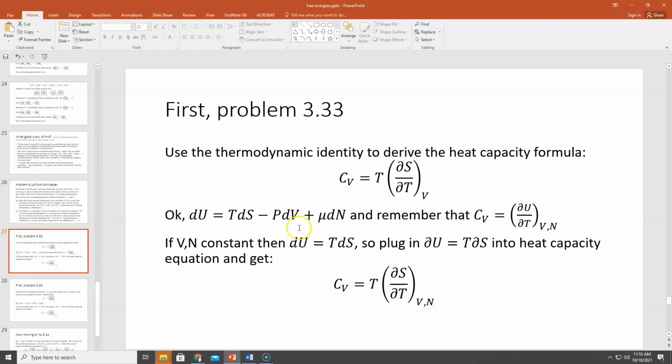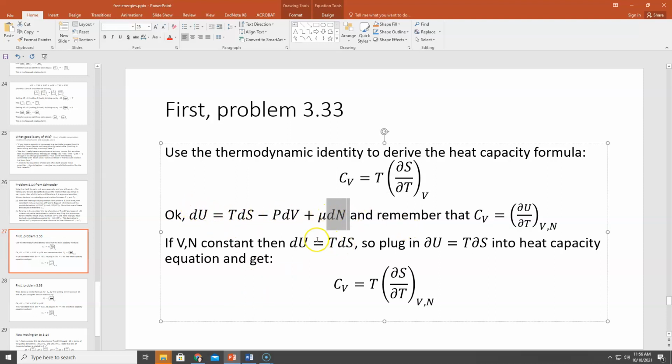dU is TdS minus PdV plus mu dN, and we're going to hopefully remember at this point, we should all remember at this point, that our heat capacity at constant volume is partial U with respect to T holding V and N constant. Okay? Now, if V and N are constant, then looking at our thermodynamic identity, the dV and the dN terms go to 0. So that just leaves us with dU is equal to TdS.